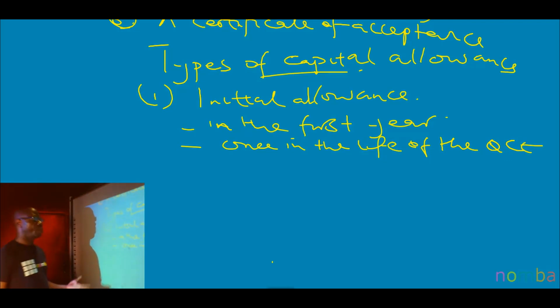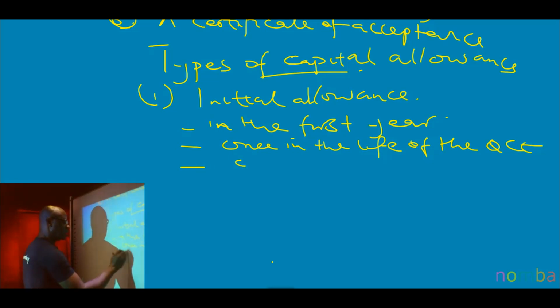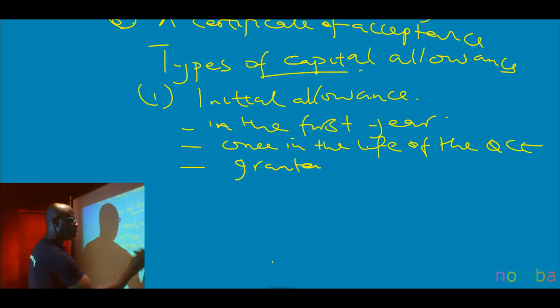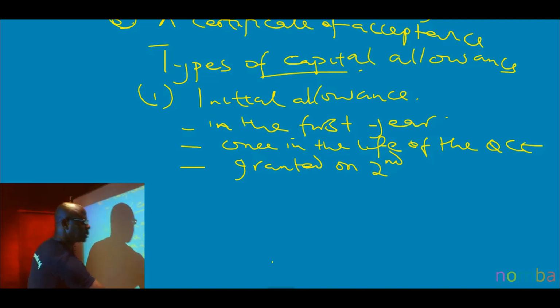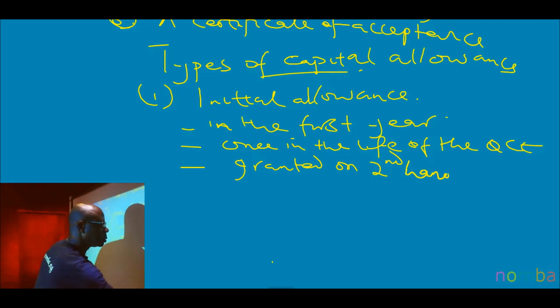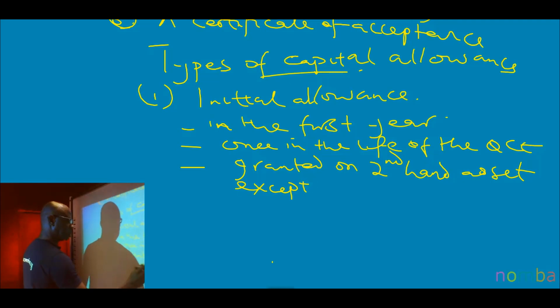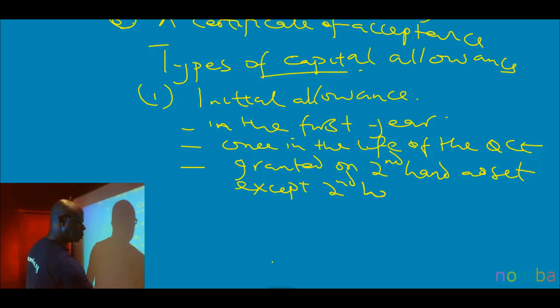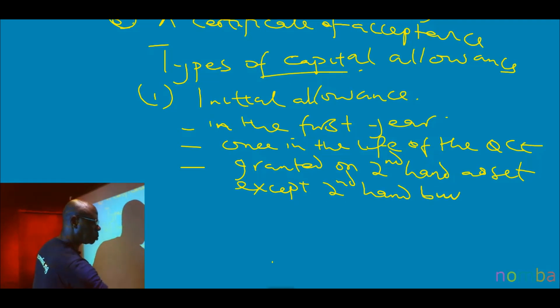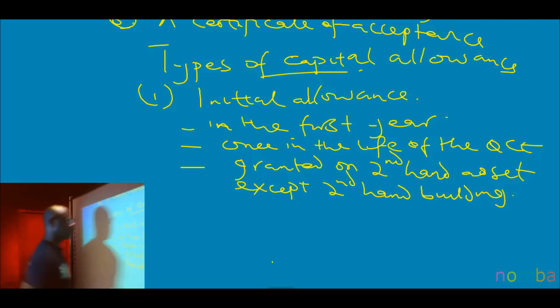Now, initial allowance is granted on second-hand assets except second-hand building. Initial allowance is also granted on second-hand assets except second-hand building. Are we there? So we need to get these things down.